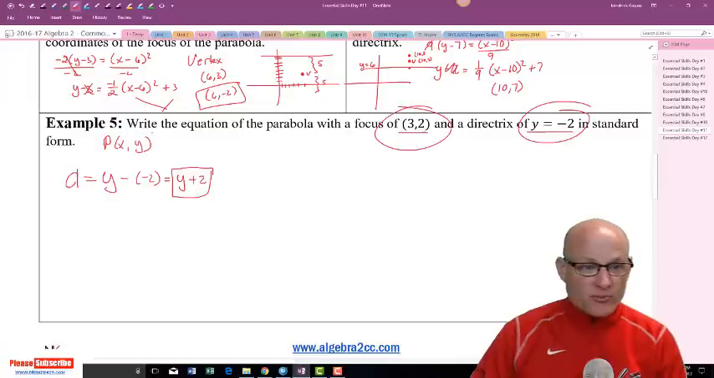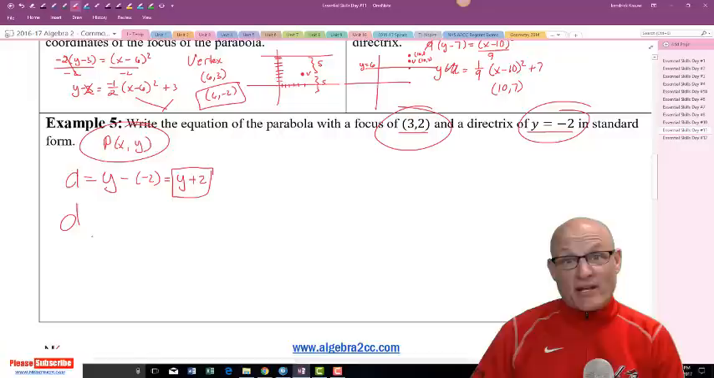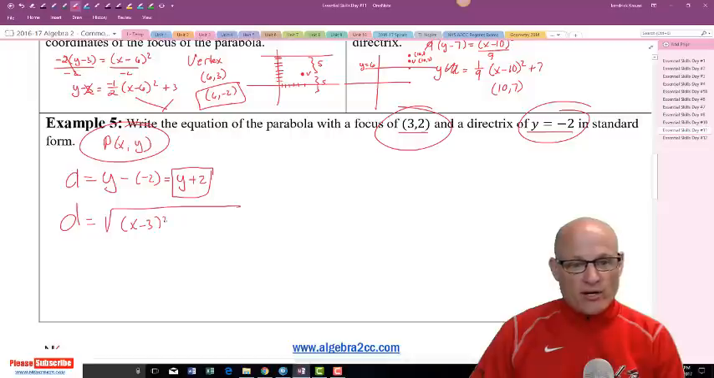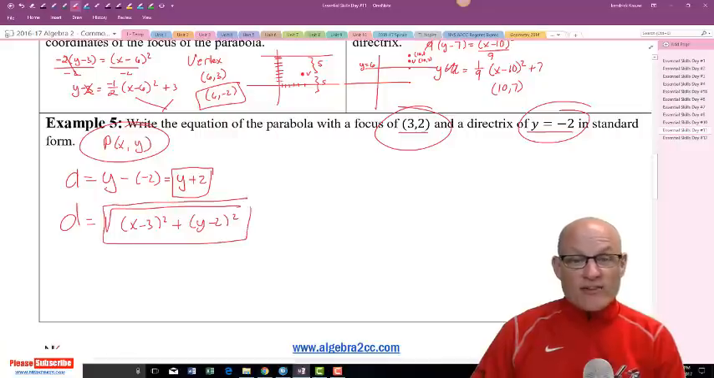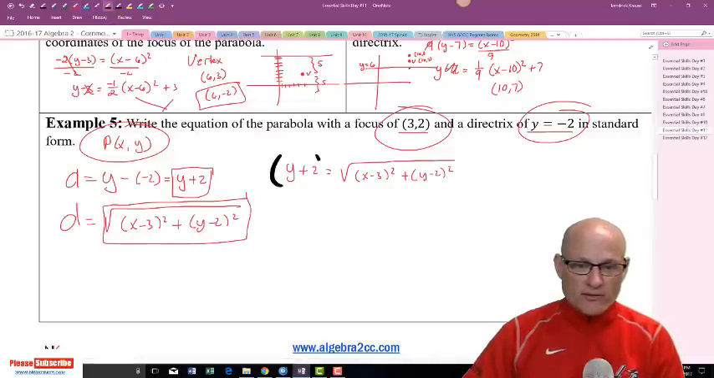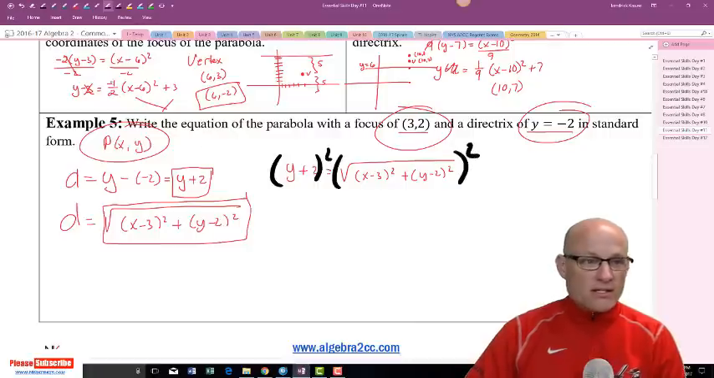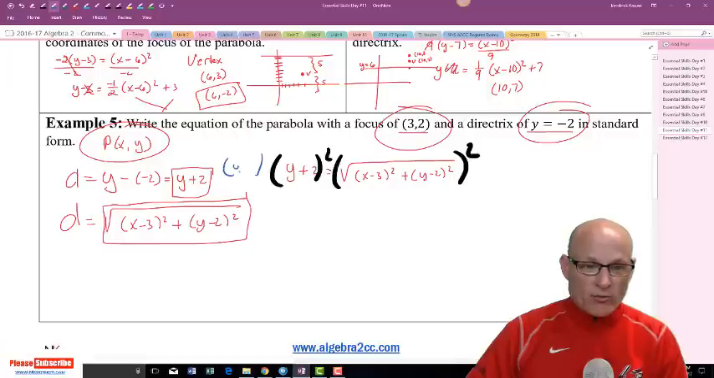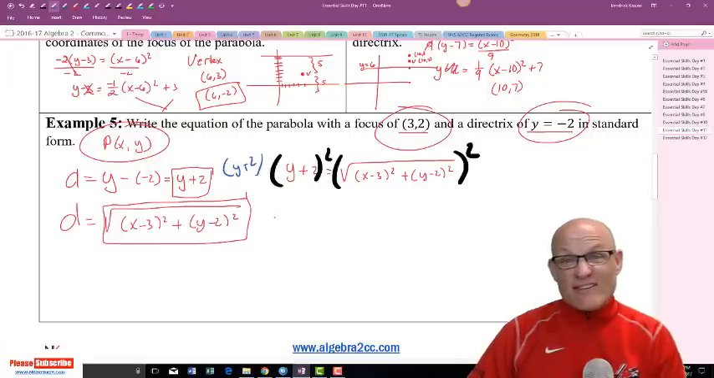And then I want to find the distance between these two points. And that's the distance formula that you guys have to really get a handle on. So it's the square root of (x minus 3) squared plus (y minus 2) squared. And there's my second distance. So now that you have two distances, you just set those two distances equal to each other. y plus 2 is equal to the square root of (x minus 3) squared plus (y minus 2) squared. Now to get rid of the square root, we square both sides. Now to square this one, it's really writing it twice, (y plus 2). Everything's getting written twice.